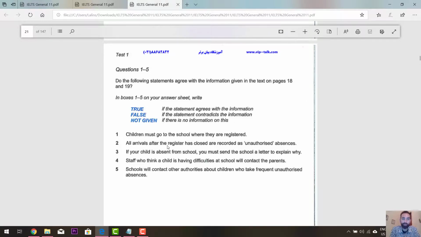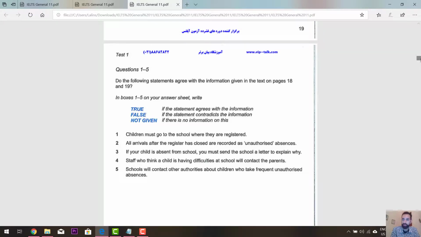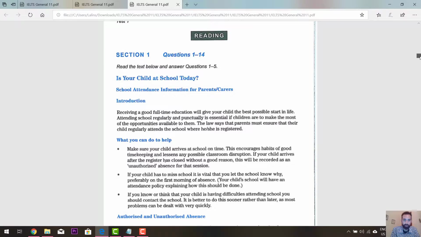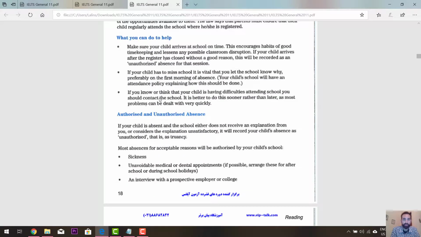So now we are on question 4. Staff who think a child is having difficulties at school will contact the parents. So that's what we're looking for, something about the staff. So let's go back up. Here we are. Okay, so we are here now. If you know or think that your child is having difficulties attending school, you should contact the school. It is better to do this sooner rather than later, as most problems can be dealt with very quickly.